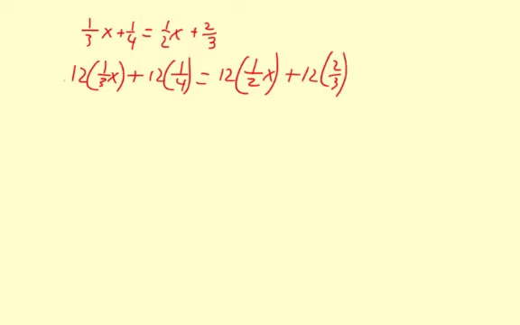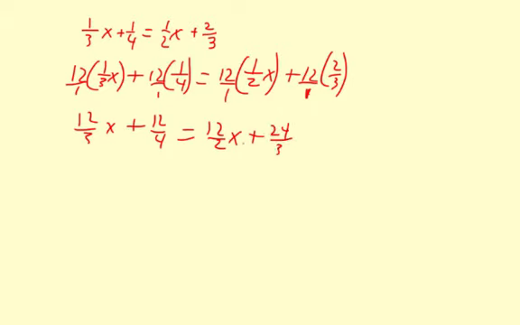So now watch what happens. I'm going to make these all over 1 so it's easier to multiply the fractions. 12 over 1 times 1/3, that's 12 over 3, and then times x, plus 12 over 4 equals 12 times 1 is 12, divided by 1 times 2, which is 2, so 12 divided by 2x, then plus 12 times 2, which is 24, divided by 1 times 3, which is 3.